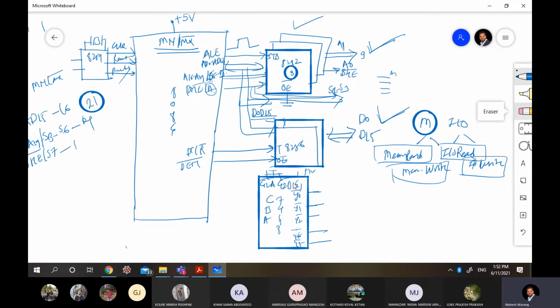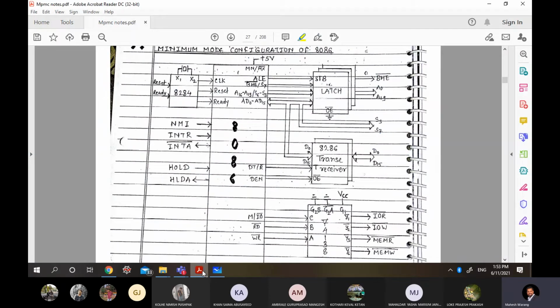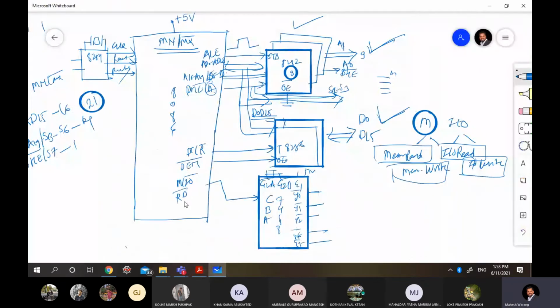And how do we generate? That is by using a decoder. Just like this one. Now, we have the M/IO bar signal in 8086, and I will connect it to the C input. Then we have read bar, and then write bar. So read bar I connected to B, and write bar I connected to A. So this is how I connected. Okay. Now tell me, which output will be acting as a memory read?